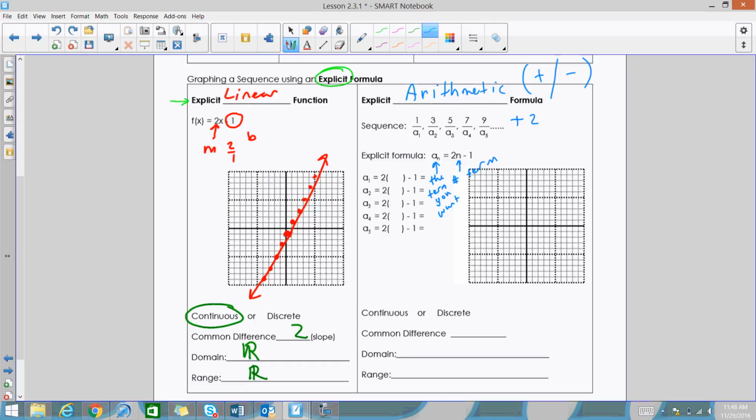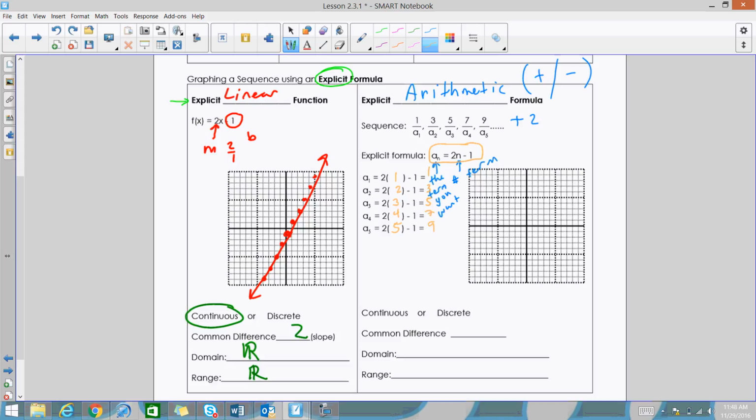So how you figure these out, if you were just given this right here, is if you wanted the first term, 1 goes in for n, and 2 times 1 is 2, minus 1 is 1. And 2 goes in here now for the second term. 2 times 2 is 4, minus 1 is 3. And 2 times 3, because the third term, 2 times 3 is 6, minus 1 is 5. The fourth term, 2 times 4 is 8, minus 1 is 7. And then the fifth term, 2 times 5 is 10, minus 1 is 9.